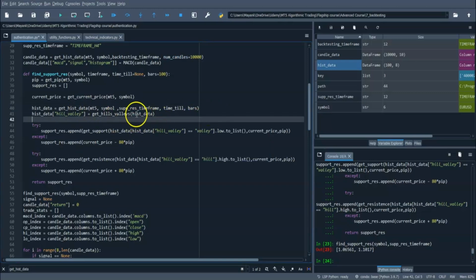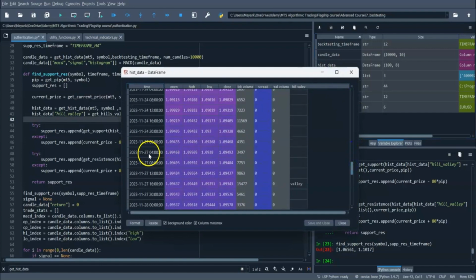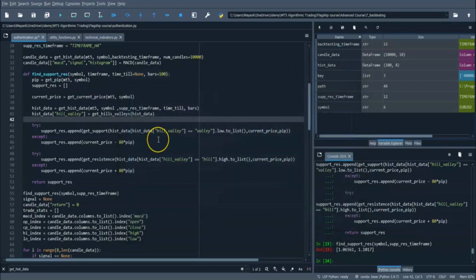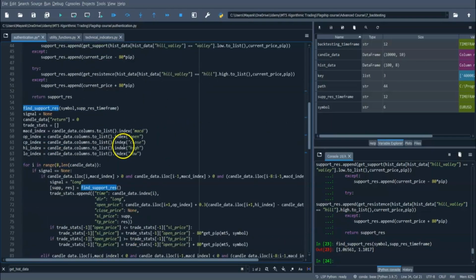Again, if you don't understand what I just did, think about it. Let's say we have got a signal here at this point of time. Then I need to find historical data such that the last row has this timestamp. I don't want to get data beyond this. I only want data at this point of time, and MT5 allows us to do that if we assign the time till argument. So that's the change we have to make in find support resistance function. We have taken care of that.